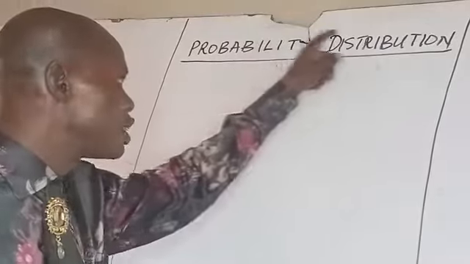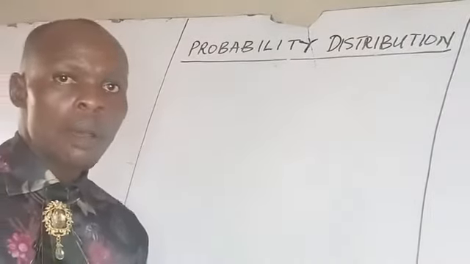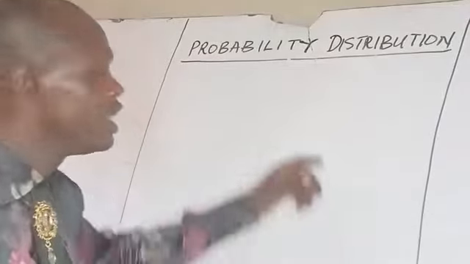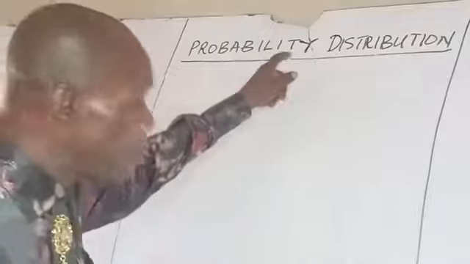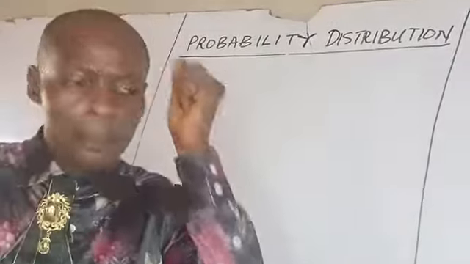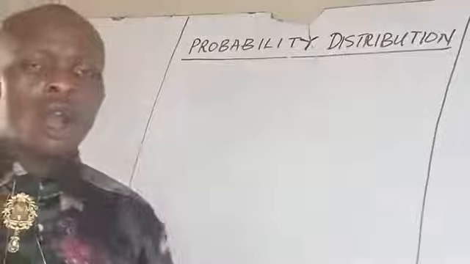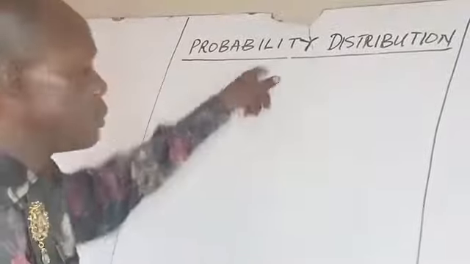What is probability distribution? Probability distribution is any rule that assigns probabilities to each of the possible values of a random variable.